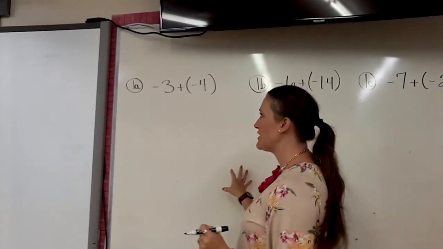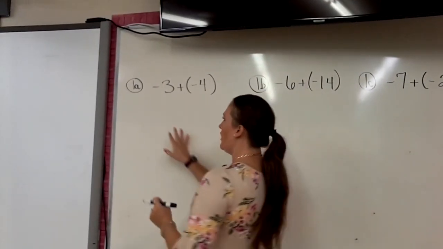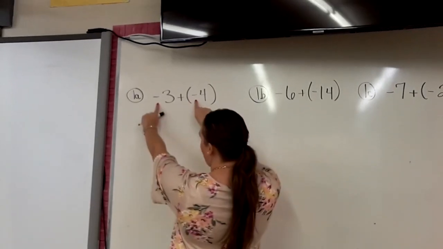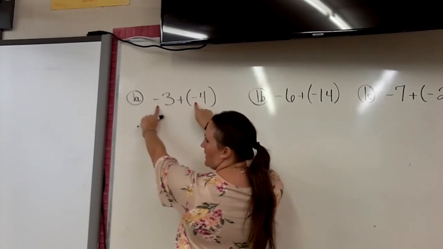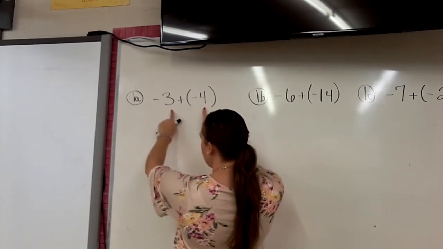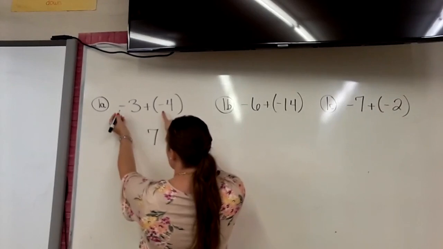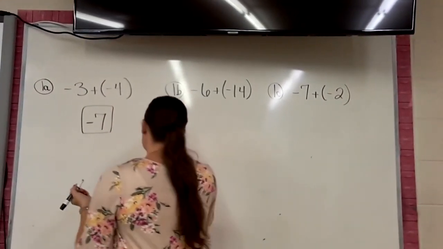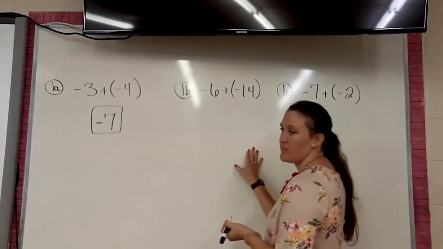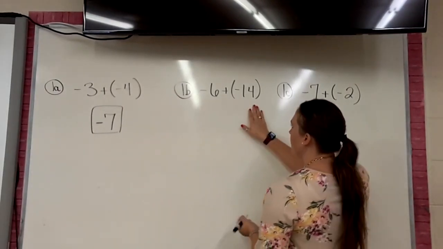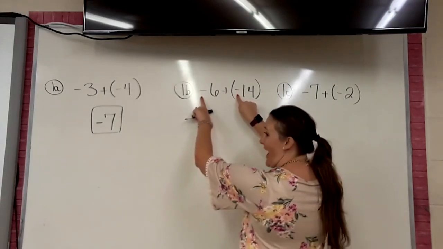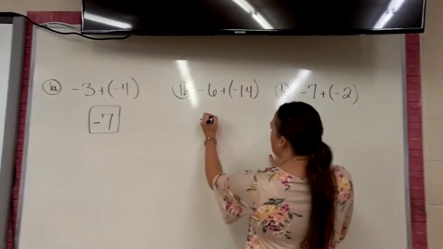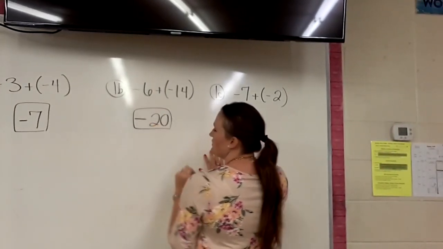Okay, so on those 3 examples, 1A, 1B, and 1C, on 1A we have -3 plus -4. We are adding with the same sign. So we add and keep that sign. So 3 plus 4 is 7. And since they're both negative, we keep it. It is -7. Okay. On 1B, we have -6 plus -14. We're adding with the same sign, so we add and keep our sign. We know it's negative, and we have 6 plus 14, which is 20, so -20.